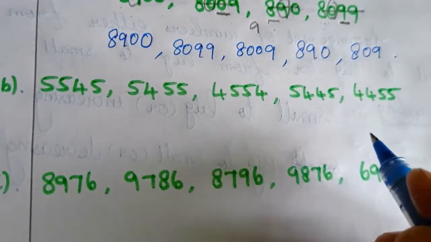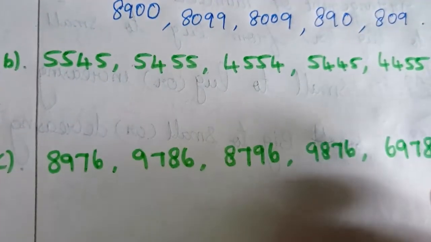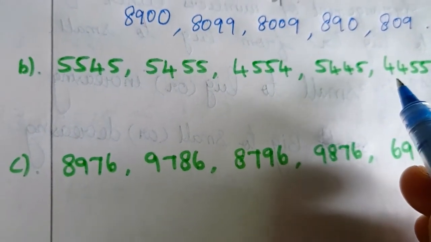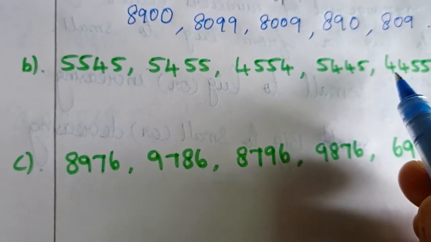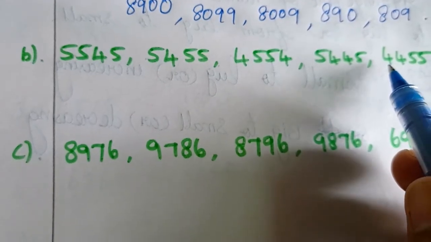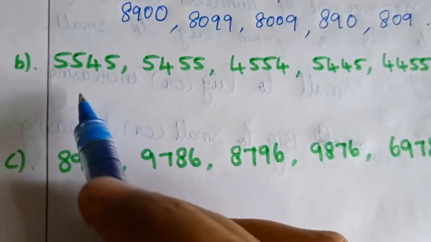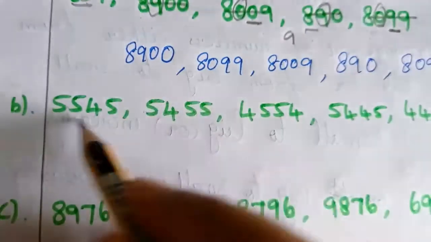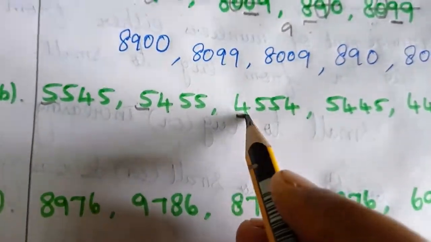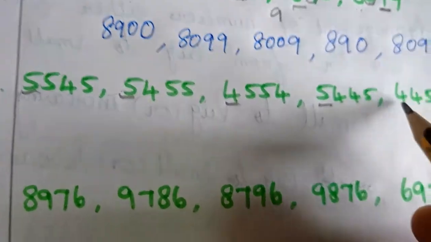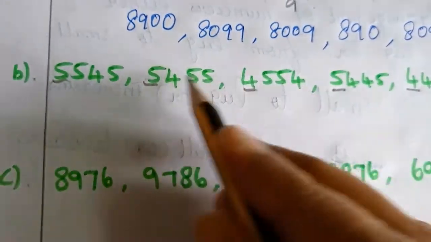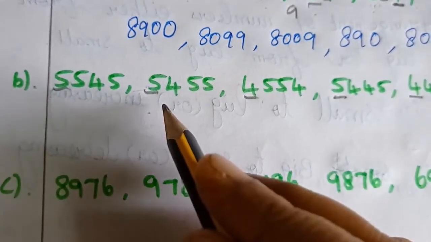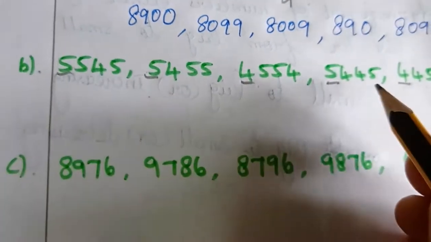So here all the numbers have the same digits. So check their place values. Here the 1000 place value for the first number is 5, second number is also 5, third number is 4, fourth number is 5, fifth number is 4. So which is the highest value, 4 or 5? 5.